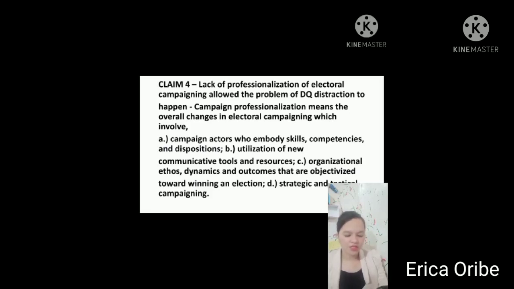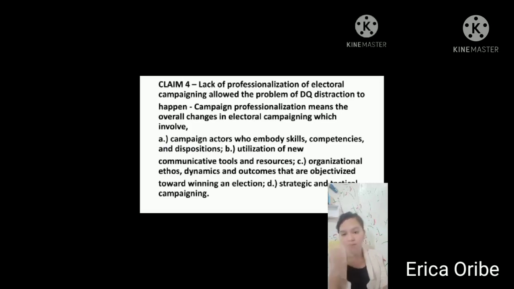Campaign professionalization means the overall changes in electoral campaigning which involve campaign actors who embody the skills, competences, and disposition, utilization of new communicative tools and resources, organization of ethos, dynamics, and outcomes that are objectivized toward winning an election. And the last one is the strategic and tactical campaigning by Gibson and Römmele, 2009.